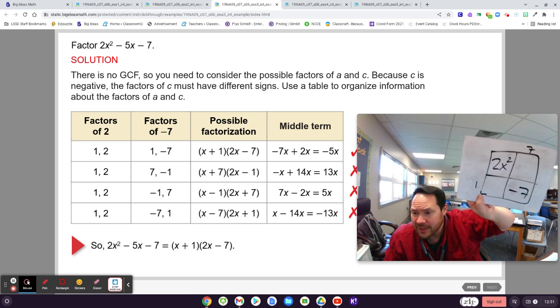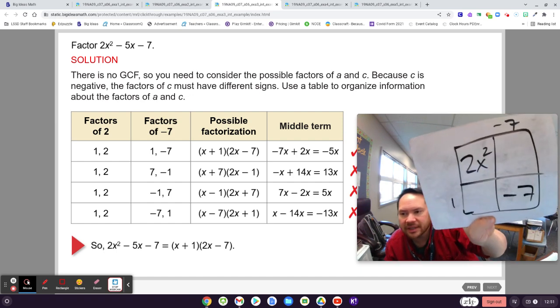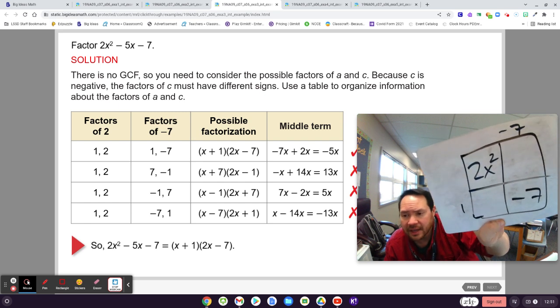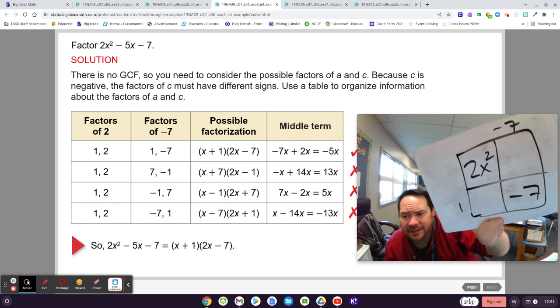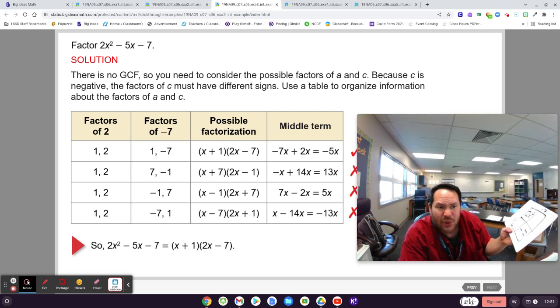So I know the 7 is the one that has to be a negative because my middle term is going to end up being more negative than the other. And then the only way to get 2x squared is to do 2x times x. Now I just got to figure out which one has to be the 2.